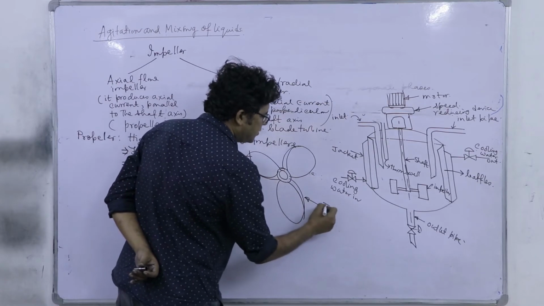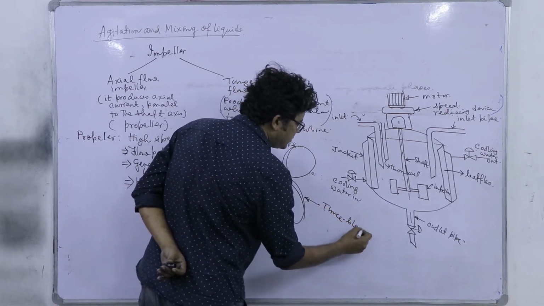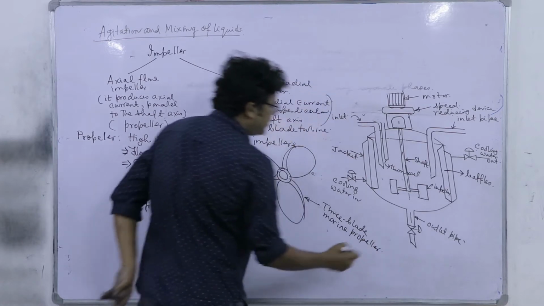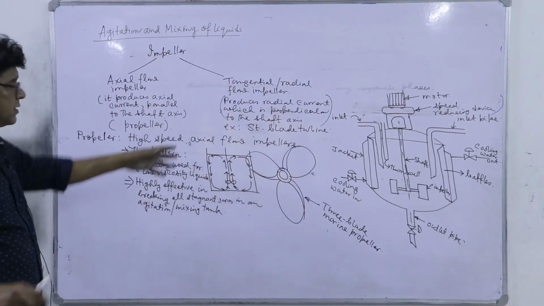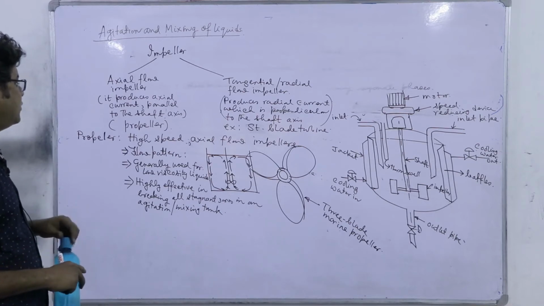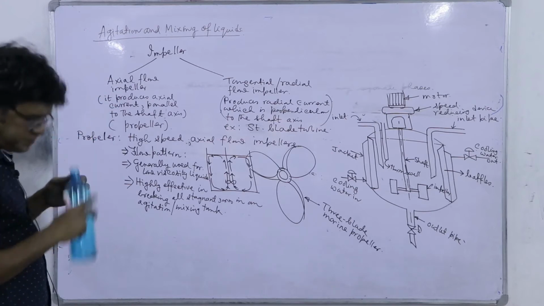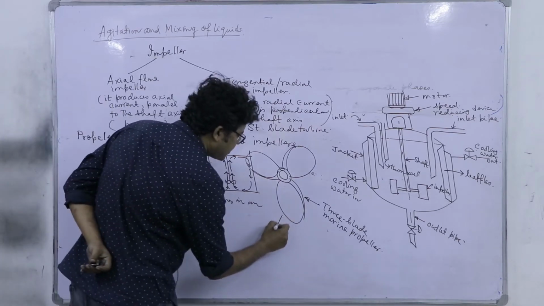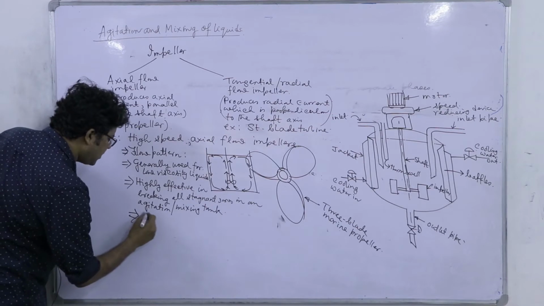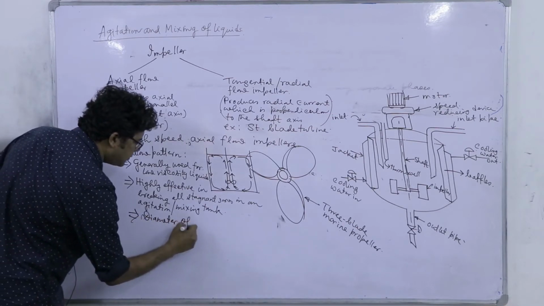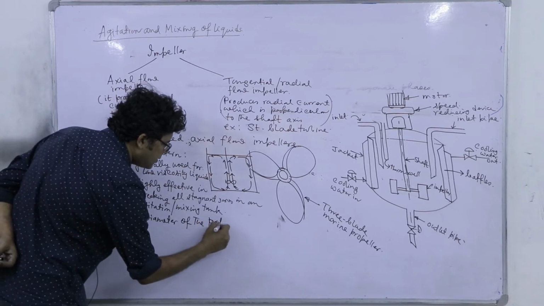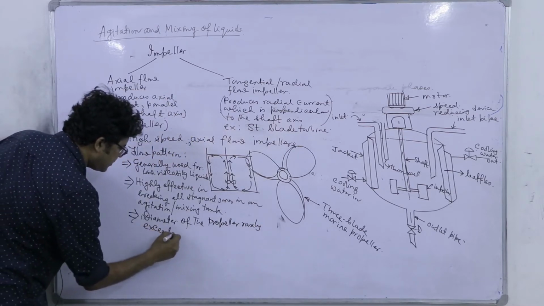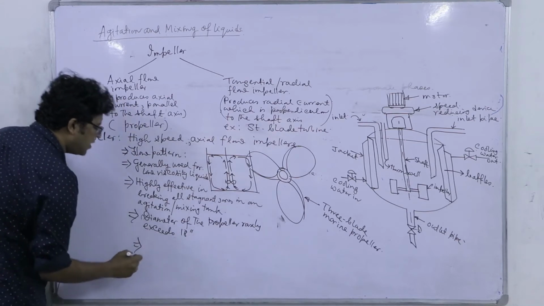So this is a typical example, which is called a 3-blade marine propeller, generally used for marine transportation in ships and all, but in much reduced size we use it here for mixing purposes. The diameter of the propeller rarely exceeds 18 inch, even for larger tanks.